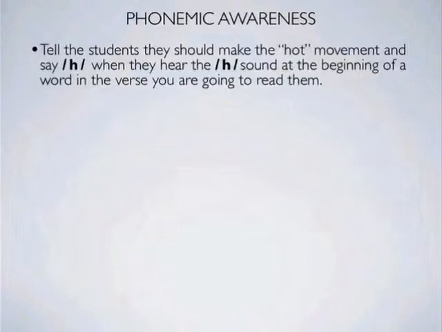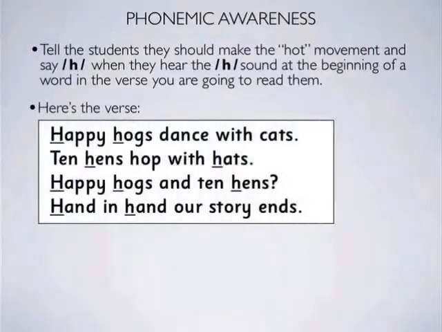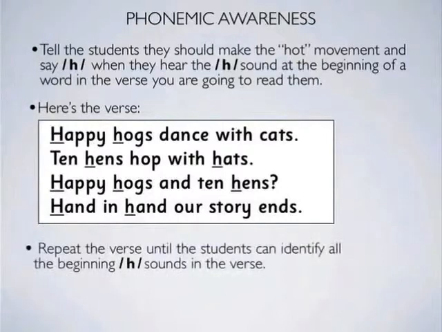Tell the students they should make the hot movement and say h when they hear the h sound at the beginning of the word in the verse you are going to read to them. Here's the verse. Happy hogs dance with cats. Ten hens hop with hats. Happy hogs and ten hens, hand in hand, our story ends. Repeat the verse until the students can identify all the beginning h sounds in the verse.